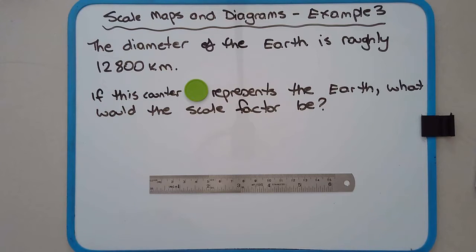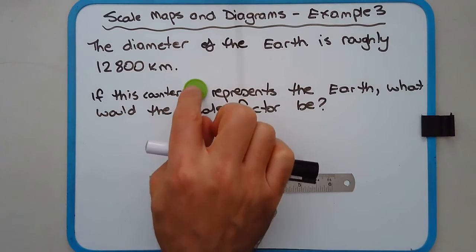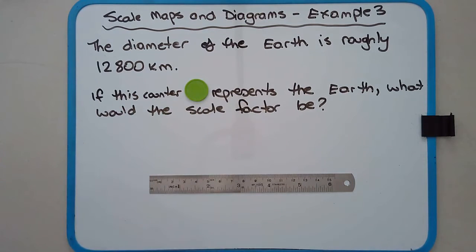We'll have a look at another example now of scale maps and diagrams, and this is example 3, and I've done this just for a little bit of fun. The diameter of the Earth is roughly 12,800 kilometers, give or take. If this counter represents the Earth, what would the scale factor be? How would we work that out?